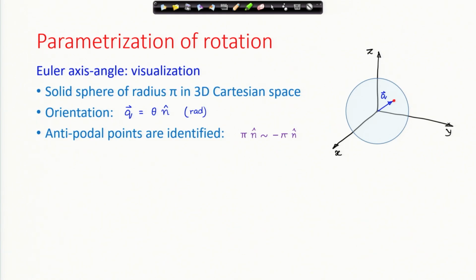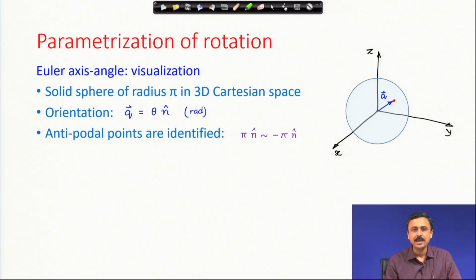So, if you rotate a body by pi or if you rotate a body by minus pi, you will reach the same orientation. Therefore, antipodal points of this radius pi sphere in 3-dimensional space are identified. They are called antipodal points, diametrically opposite points.